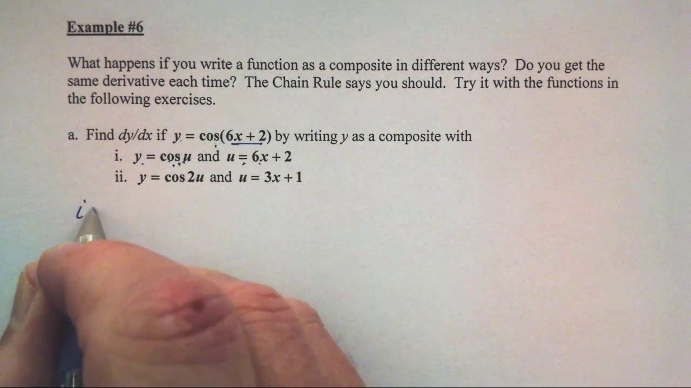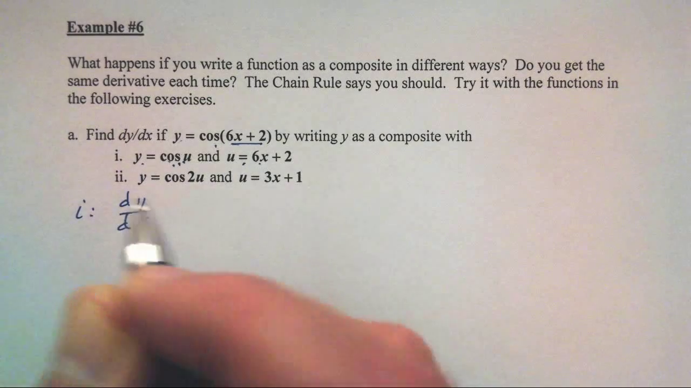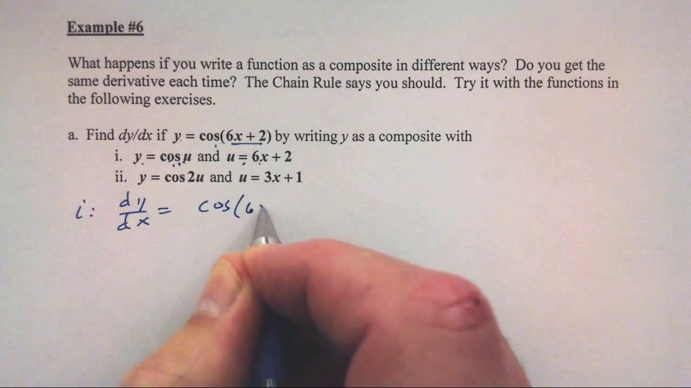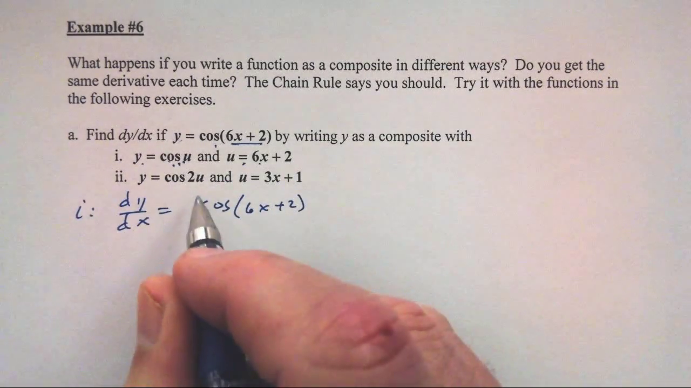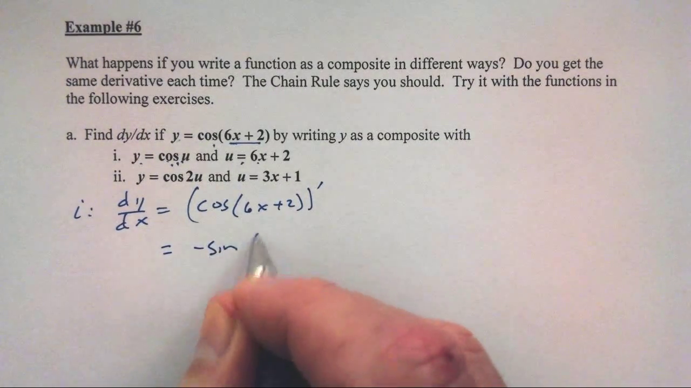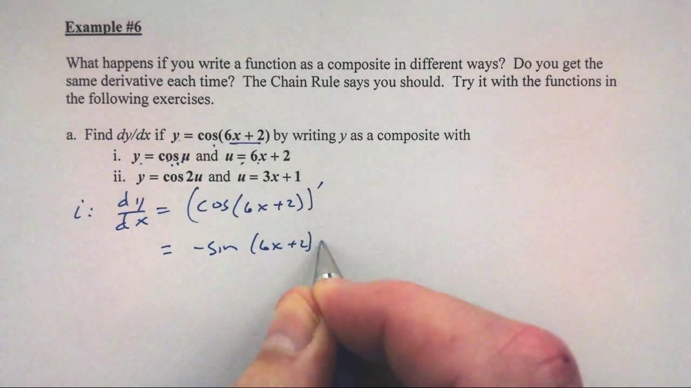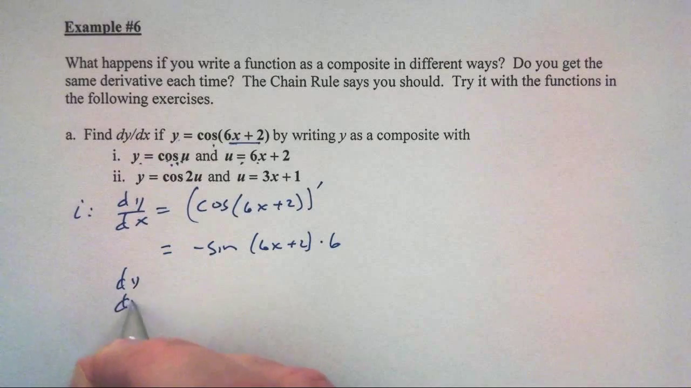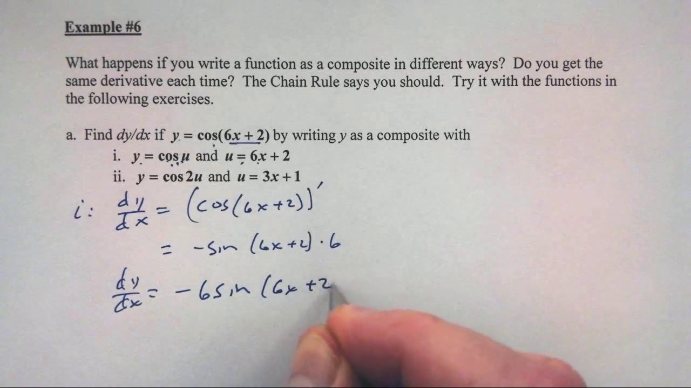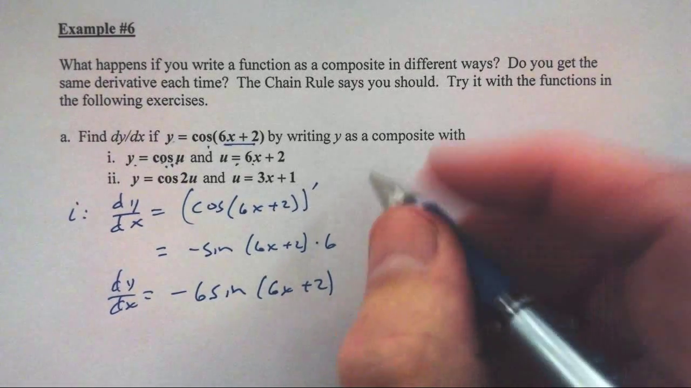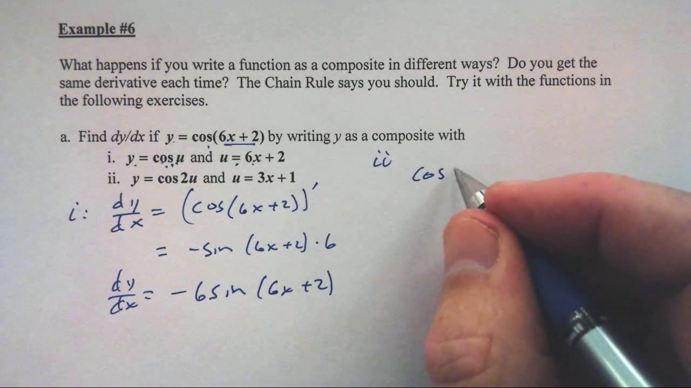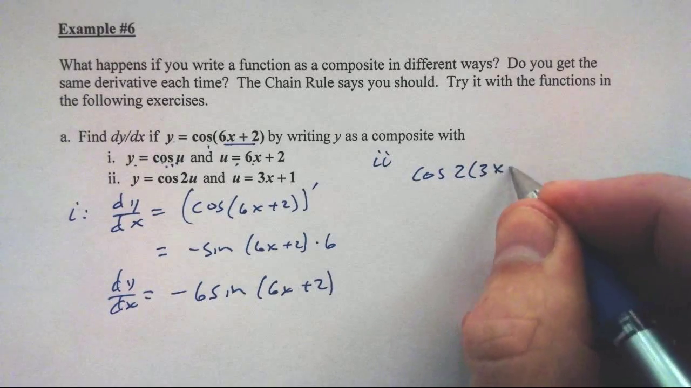So dy dx. We're looking at this. I'm just going to write it like this: cosine of 6x plus 2's derivative equals, oh, no problem, outside derivative, negative sine of inside function 6x plus 2 times the inside derivative 6, or dy dx equals negative 6 sine of 6x plus 2. Okay, now they're saying, let's think of this like this: cosine of 2 times 3x plus 1.